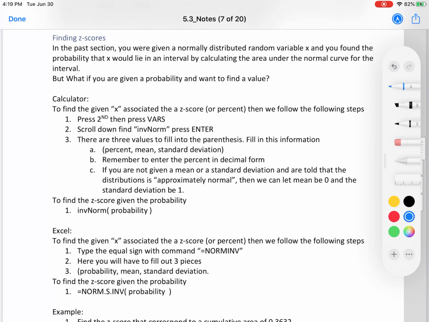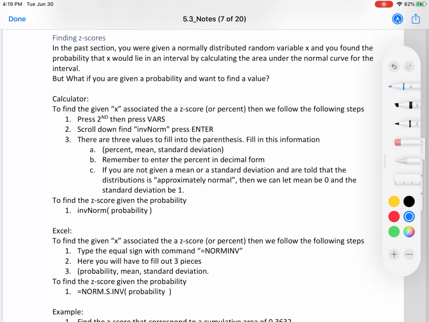Alright, let's continue. Finding z-scores. In the past section, you were given a normally distributed random variable x, and you found the probability that x will lie on the interval by calculating the area under the normal curve for the interval. But what if you're given the probability and you want to find the value? So, in a sense, reverse.